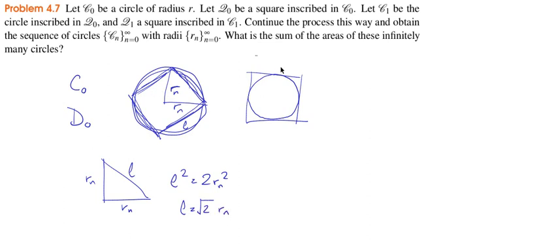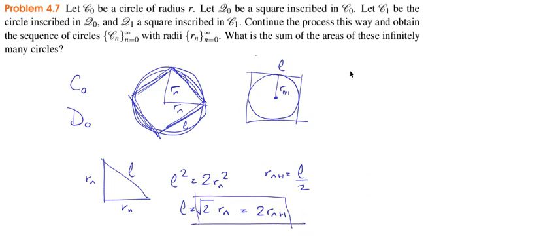But now if we take that L and we inscribe the next circle, the next circle will have radius r sub n plus 1, right? So as you can see, r sub n plus 1 is L over 2. So we can get this recurrence relation, which is r_{n+1} equals r_n divided by the square root of 2, with r_0 equal to r. Now the question is, what is the sum of the areas of these infinitely many circles?